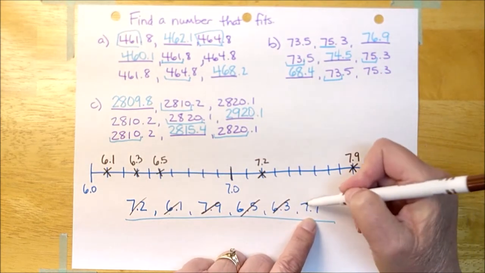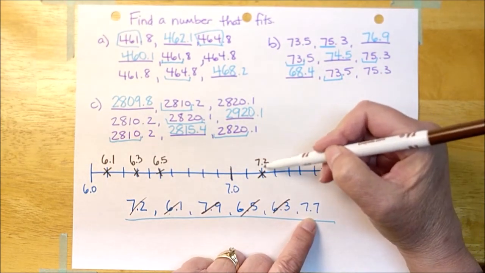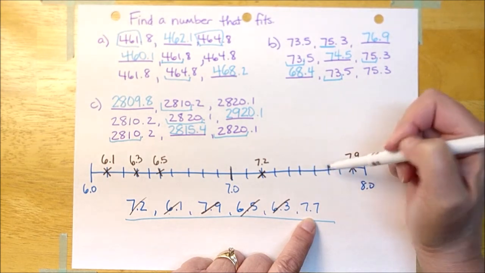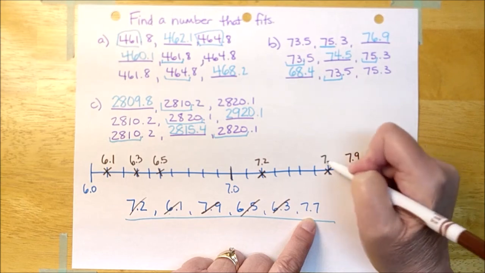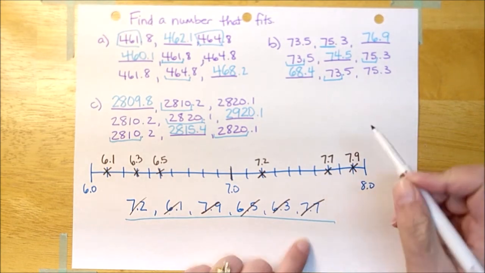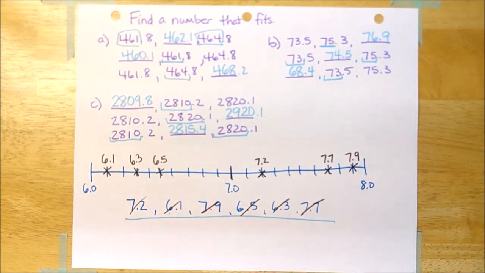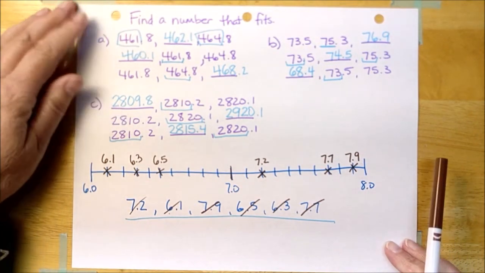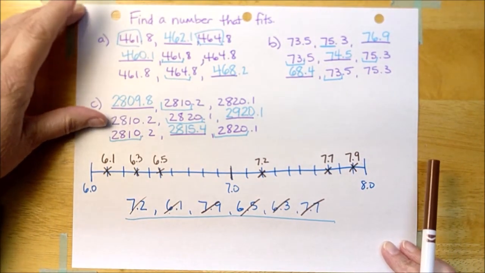And my last one is 7 and 7/10. So this is 7 and 2/10, 3/10, 4/10, 5/10, 6/10, 7/10. So 7 and 7/10 would be right there. Are my numbers in order now? Yes, they are. So if you're ever getting stuck, you can always use a number line to help you put them in order.